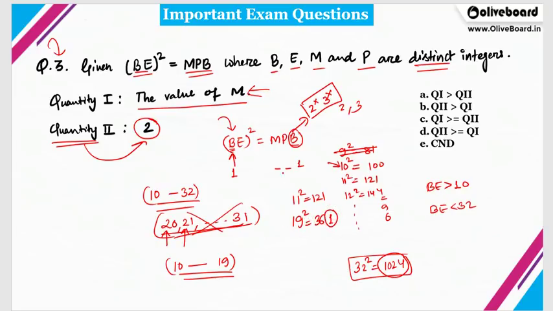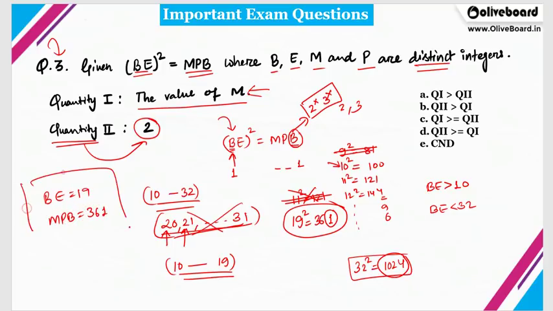But since B and E are distinct integers, this 11 square is not possible. So the only possible value is 19. So 19 square, this BE is equal to 19, and MPB is equal to 361. If this is the case, I can directly say that the M value is 3. So quantity 1 I have got is 3 and quantity 2 is 2. So I can directly say that quantity 1 is greater than quantity 2.